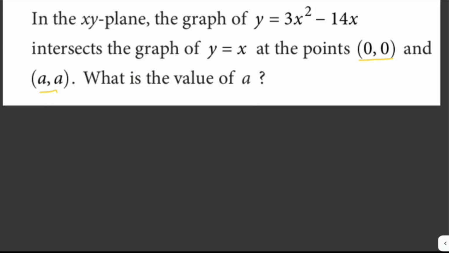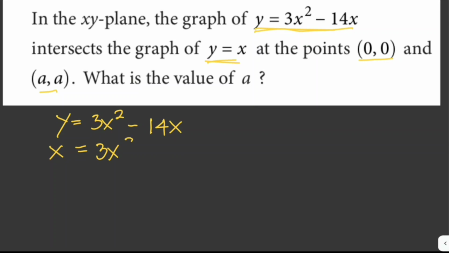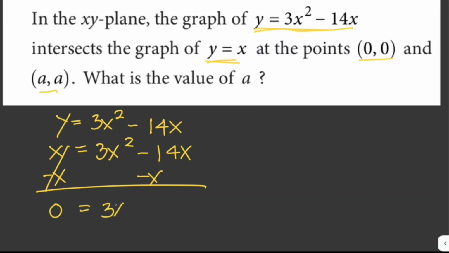Now to solve for the intersection points of the graphs of these equations, we need to solve the system of the two equations. We can solve for the value of x or y, since it's already given here that y is equal to x. And we can substitute the value of y into the first equation. So that would be y equals 3x squared minus 14x. And the value of y is just x, so this is x equals 3x squared minus 14x, and subtracting x from both sides, this is just 0 equals 3x squared minus 15x.